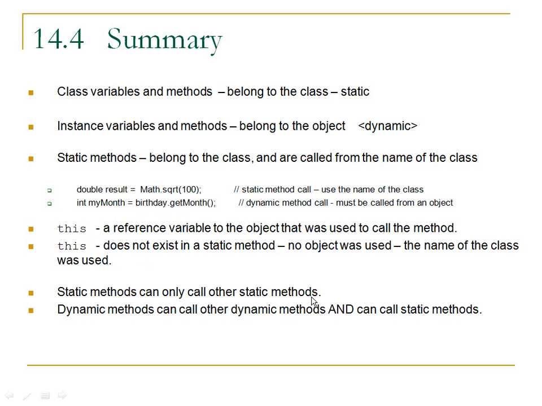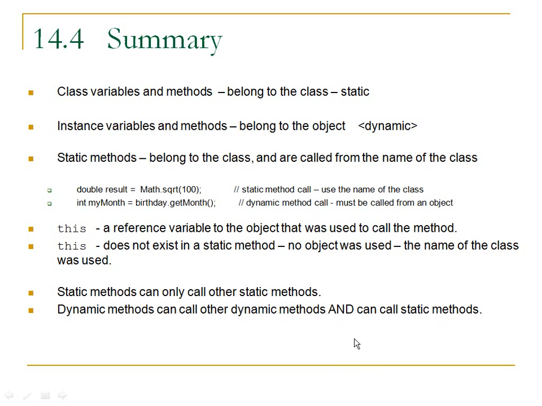Static methods can only call other static methods, and they can only refer to static data. Because static methods don't depend on instances of the class, you can't refer to things that don't yet exist. Static methods are always available, even if there are no objects created. Dynamic methods can call not only other dynamic methods, but they can also call the static methods, and they can refer to the static data.